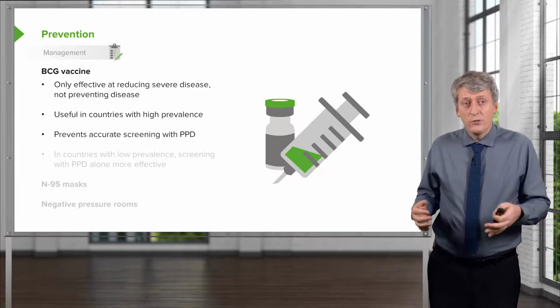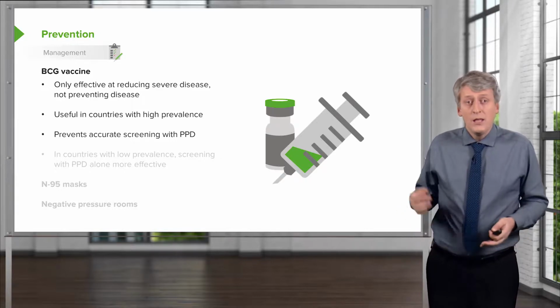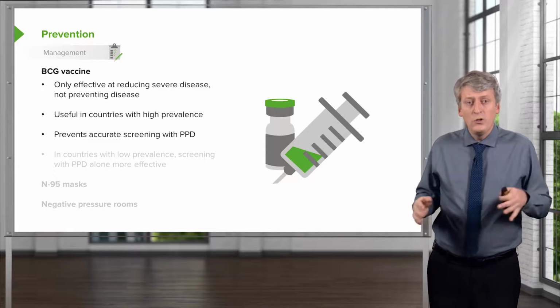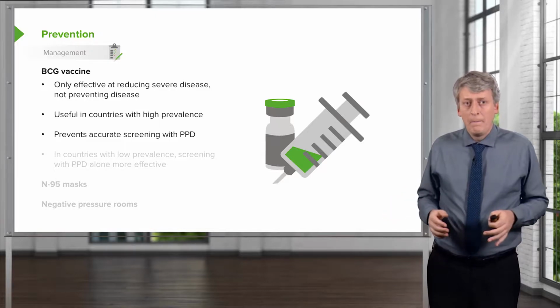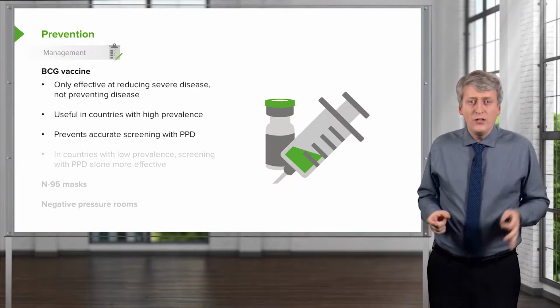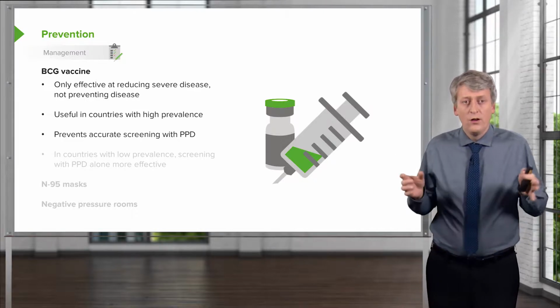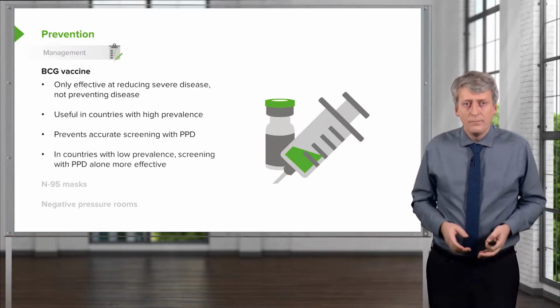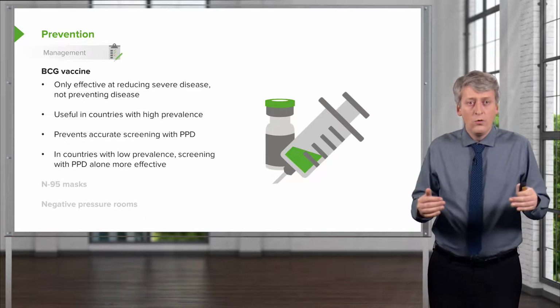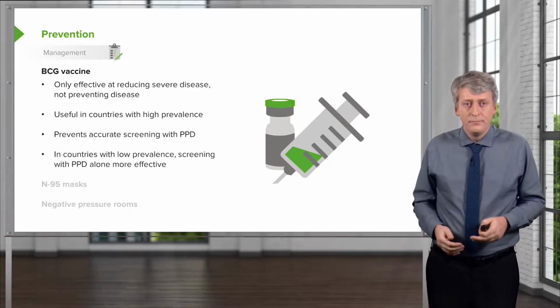In developed countries where this is less common, the PPD screen is an effective way of screening through the population, and we do it in lots of children. So we usually use PPDs rather than BCGs in developed countries like the United States. In countries with low prevalence, screening with PPD alone is more effective.